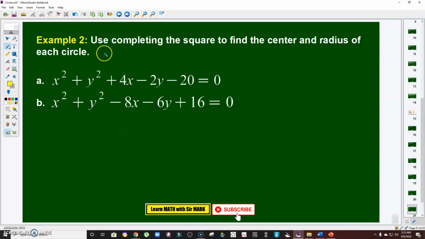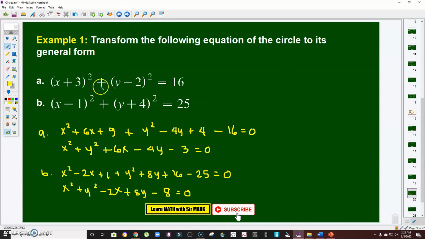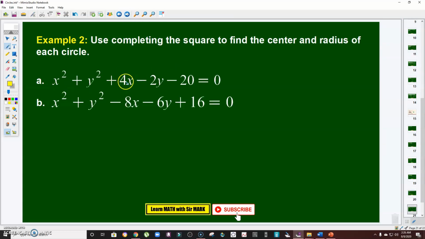This time, it's the reverse. Given a general equation, we have to convert it to its standard form for us to get the center and radius of the circle. Remember, once you have the standard form, you can get the center, and then get the square root, that will be the radius. Is our target clear? The reason why I asked you earlier, we recalled completing the square, is because that is what we will use here.